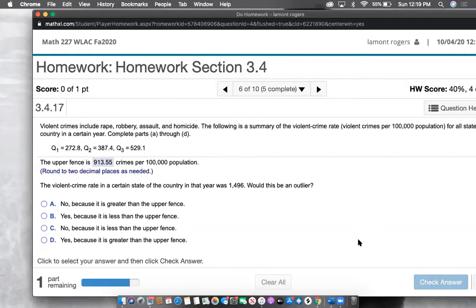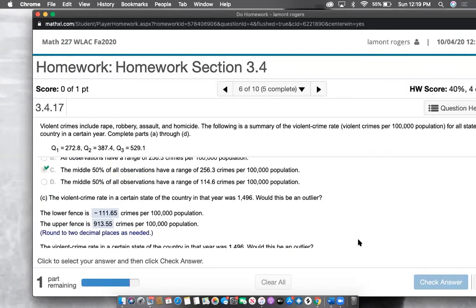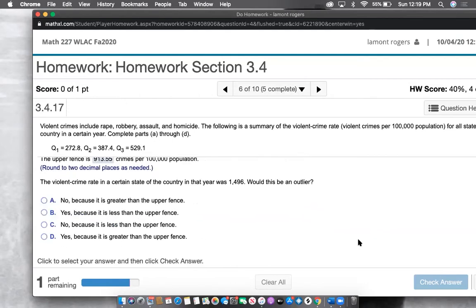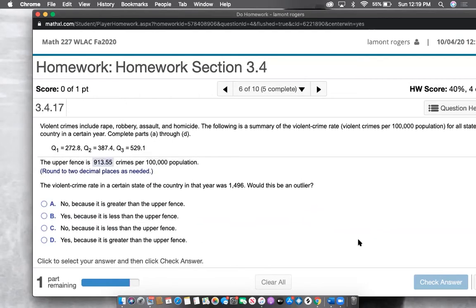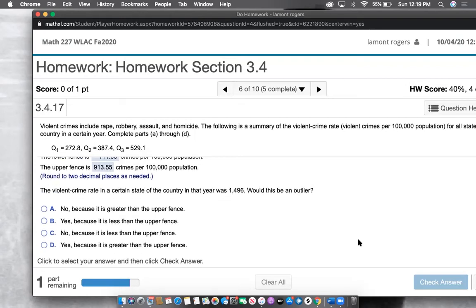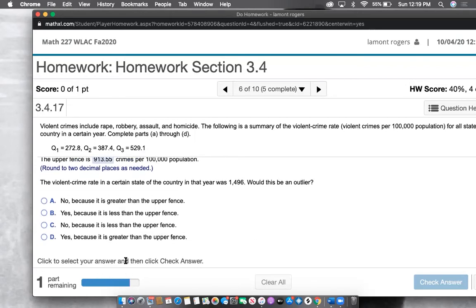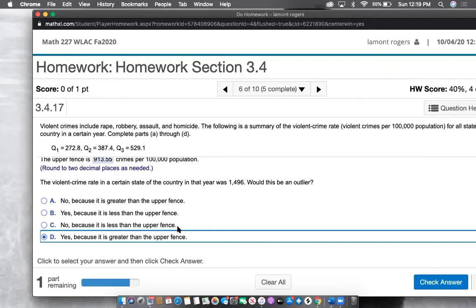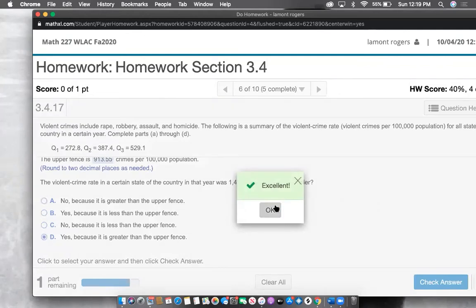You gotta remember that. And then next thing, when you scroll down a little bit, it says, would this be an outlier? And that number 1496 is bigger than 913. So what do you think? Is it an outlier? Yes. Yep, so it is. And then there's two reasons why, B or D. Which one do you think it is? D, yeah, that one, it's greater. There you go. So that's good. That's a good question.